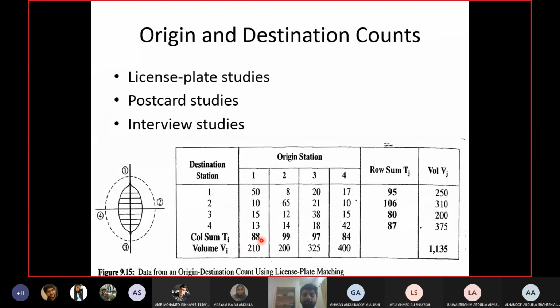Okay, so for example, for the first column, the ratio will be 210 upon 88. Second column will be 200 upon 99. Third column will be 325 upon 97 and so on. Similarly for each row as well.